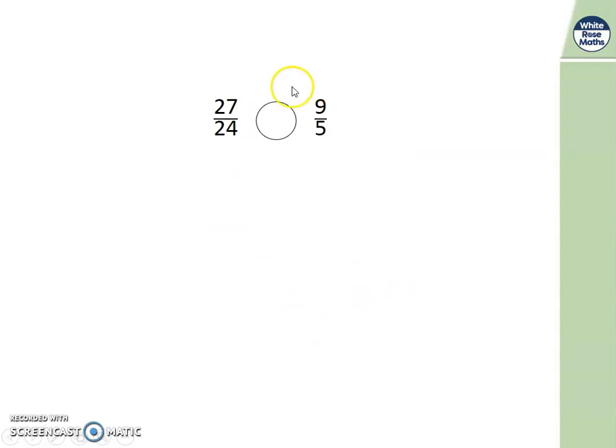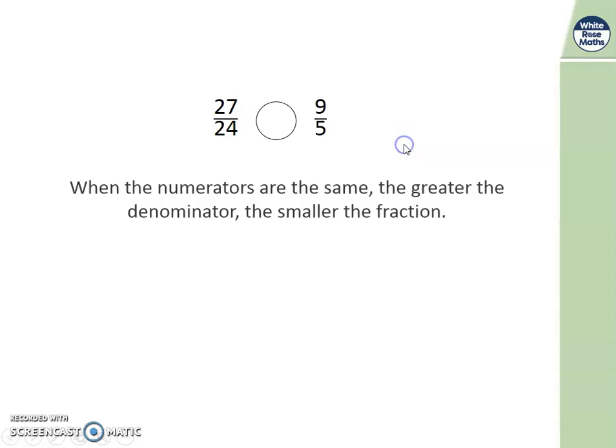Let's think about this one. There is no relationship here, but there is a relationship here. I could multiply the 9 by 3 to make 27. So I will. I'll make 9 times 3 is 27. So 3 times 3 is 9, 5 times 3 is 15. 27 24ths and 27 15ths. When the numerators are the same, the greater the denominator here, the smaller the value of the fraction. So this side is smaller.